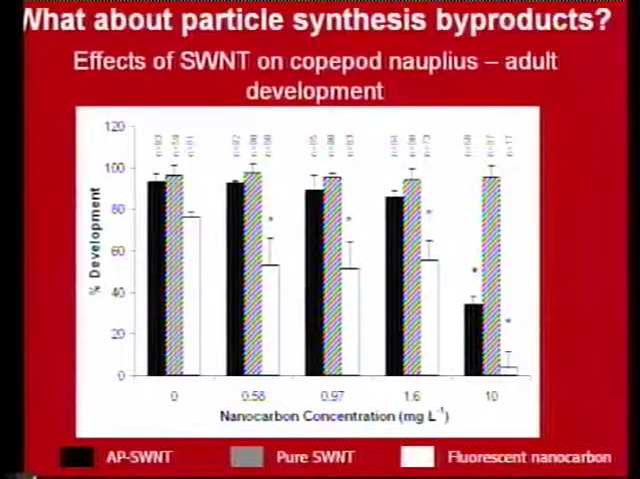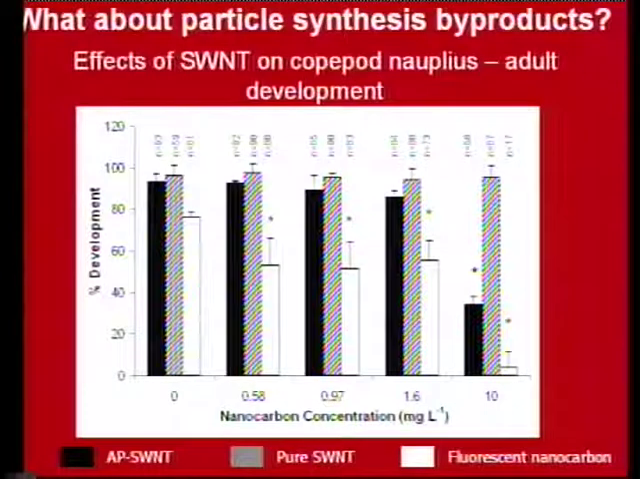And the answer is they do, depending on what your assay is, right? So this is a study done by Lee Ferguson and Tom Chandler looking at effects of carbon nanotubes and their byproducts on a marine invertebrate. So these are little critters that live in estuarine environments and are in the sediments. Okay?